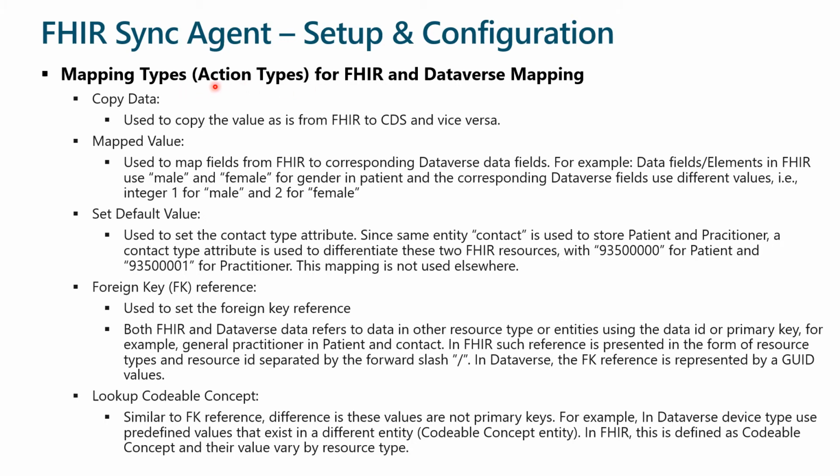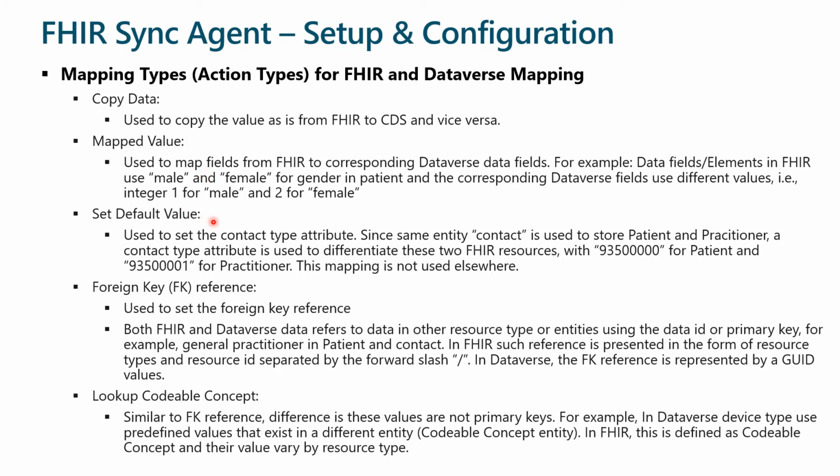There are five types of mapping types for FHIR and Dataverse mapping. The first one is copy data. It is essentially used to copy the value as is from FHIR to Dataverse and vice versa. Next is mapped value. Let's say in FHIR, we use male and female for gender in patient, and the corresponding Dataverse field uses different values, say integer 1 for male and 2 for female. In those cases, mapped value is the right mapping type.